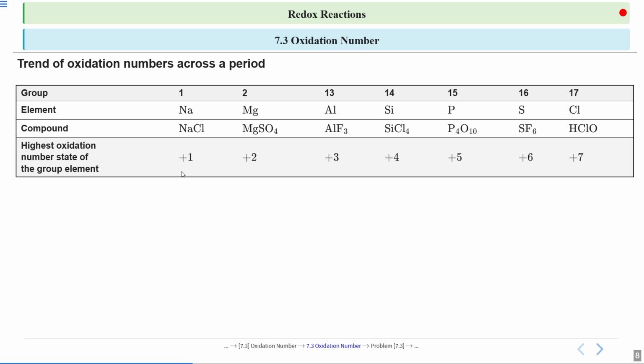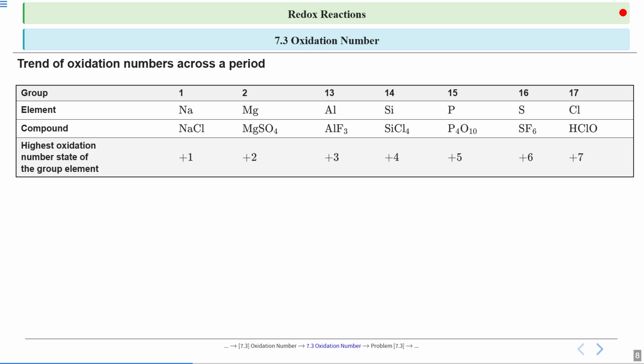Now, the highest oxidation state of the group element for Na is +1. For Mg it is +2. For aluminium it is +3. For silicon it is +4. For phosphorus it is +5. For sulfur it is +6. While for chlorine it is +7. So what can we say?